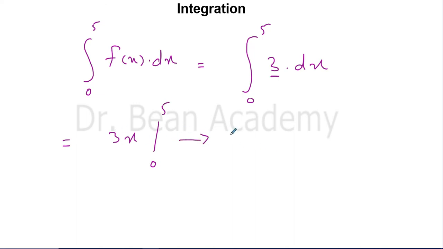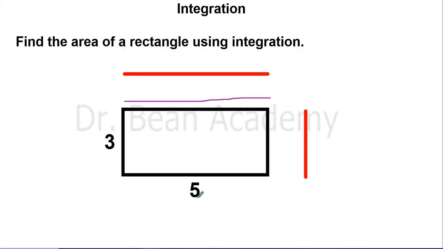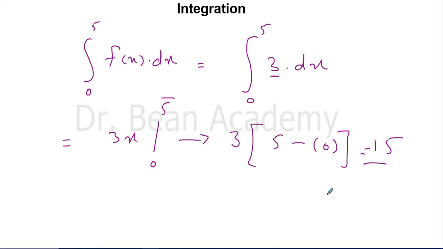Because 3 is a constant, it remains outside, and I put these limits into x. First I put in the upper limit, so it is 5 minus 0, and you see it is 15. Yes, the area of this rectangle is 15. You know it is the multiplication of width and length. 5 multiplied by 3 is 15. That is what I got, the same answer, but it was a bit complicated. First I needed to have the function and then put the limits of integration.